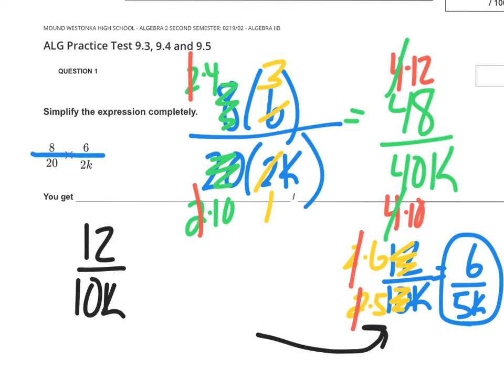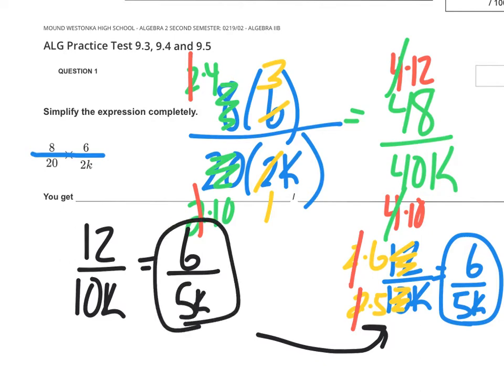So now pull out a factor of 2 out of here. 2 goes into 12 6 times, 2 goes into 10 5 times, and we are left with the same answer. So approach it however you like. Lots of different ways to simplify this.